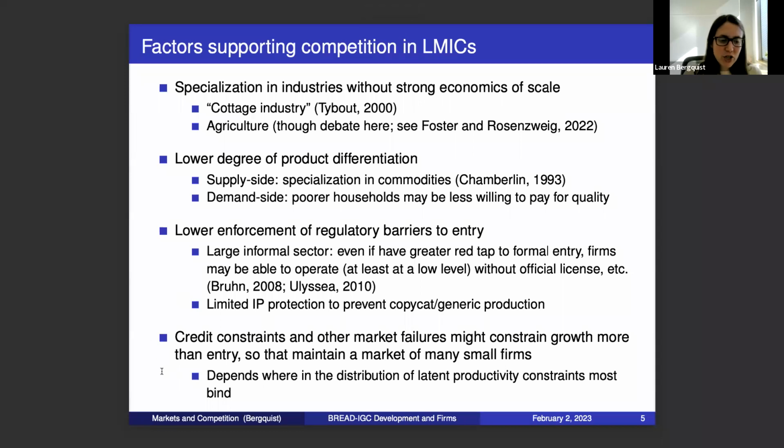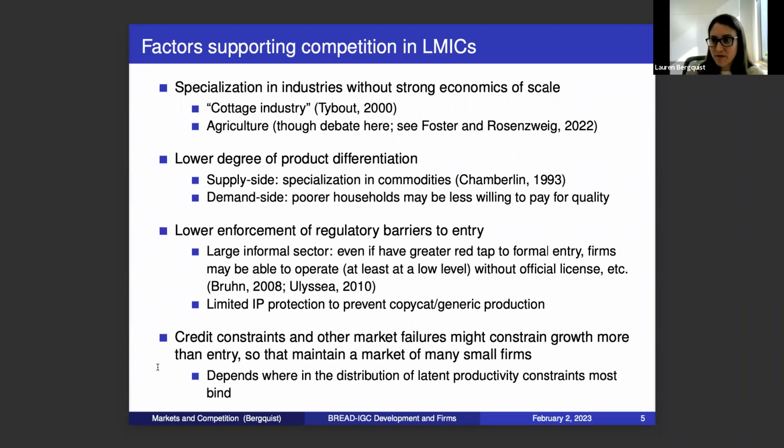And then finally, and this is a nuanced point, but I think is maybe a fruitful area for future research, these de facto barriers like credit constraints that we talked about being a barrier to entry, they're also a barrier to firm growth, right? And so it's possible if they're constraining growth more than entry, they might actually serve to maintain a market of many small firms, right? So I think the microcredit literature is supportive of this point in that it seems like when you alleviate these credit constraint frictions, it doesn't do a whole lot to help people open new business.